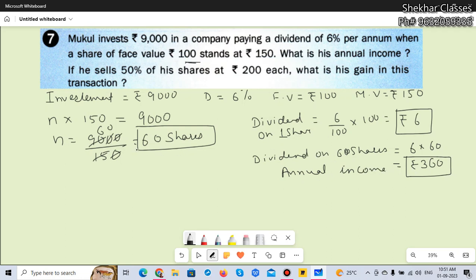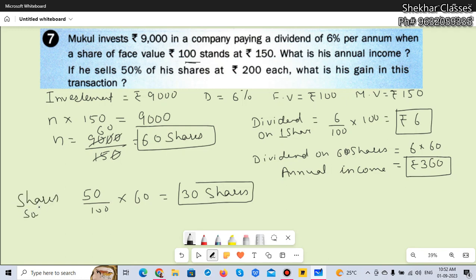Now the next part of the question says, if he sells 50% of the shares at 200 rupees each, what is his gain in this transaction? So 50% of shares. How many shares does he have? He has 60 shares. So 50% of 60 shares is how much? It will be 30. So how many shares has he sold? 30 shares.